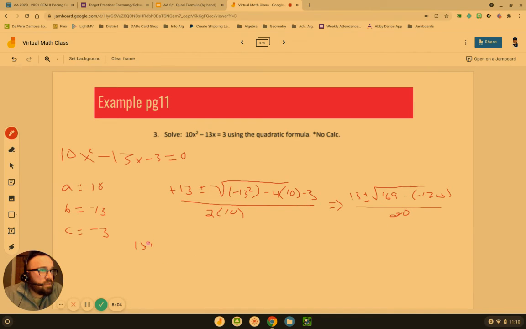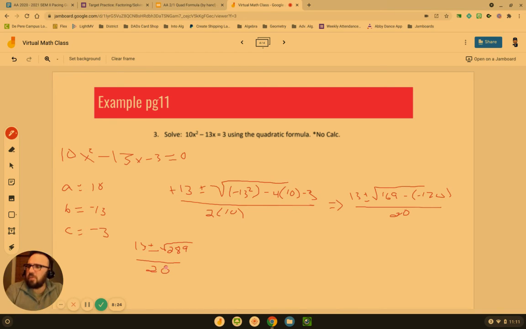All right, now we're going to keep going. 13 plus or minus the square root. 169 plus 120 gives us 289. The square root of 289 all over 20.